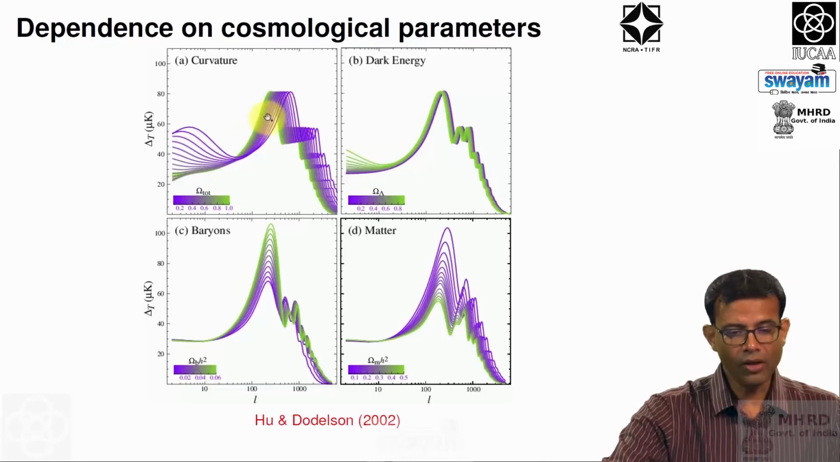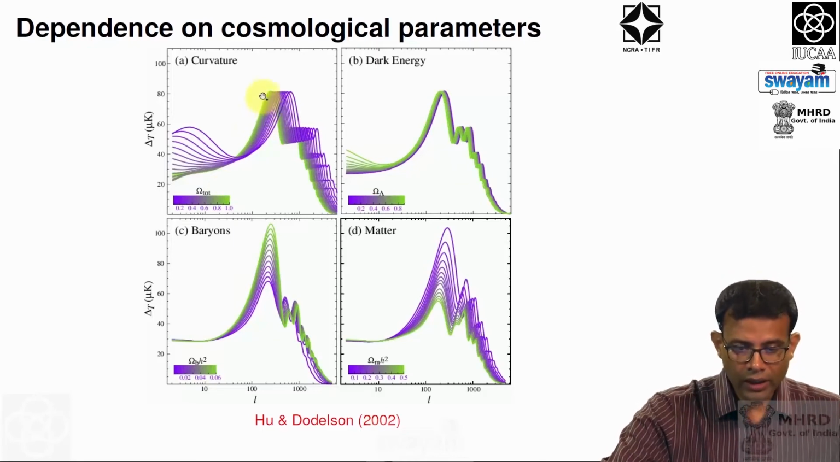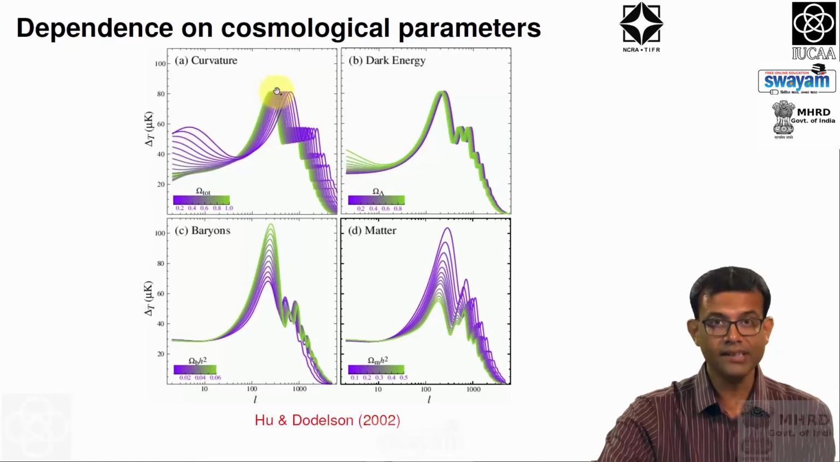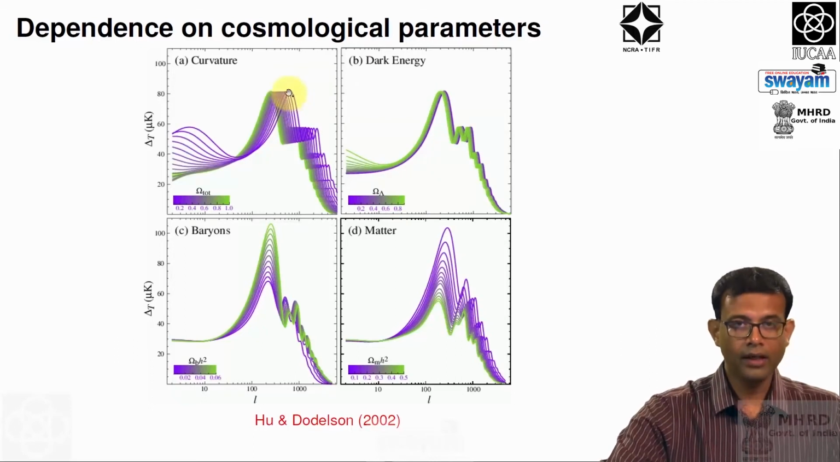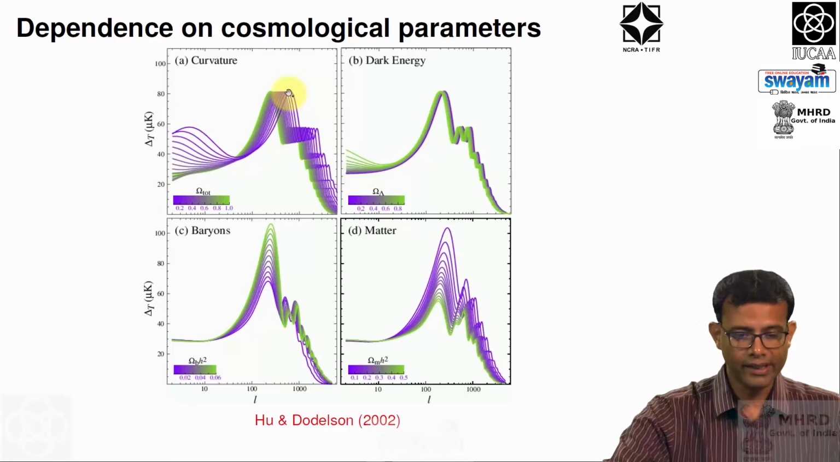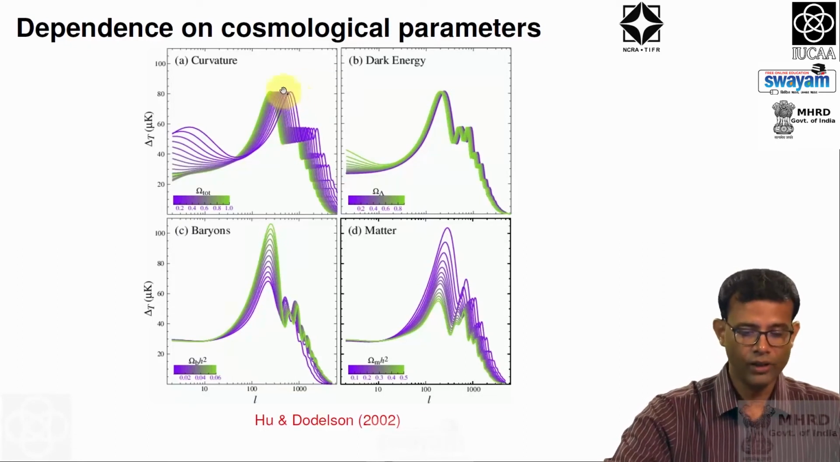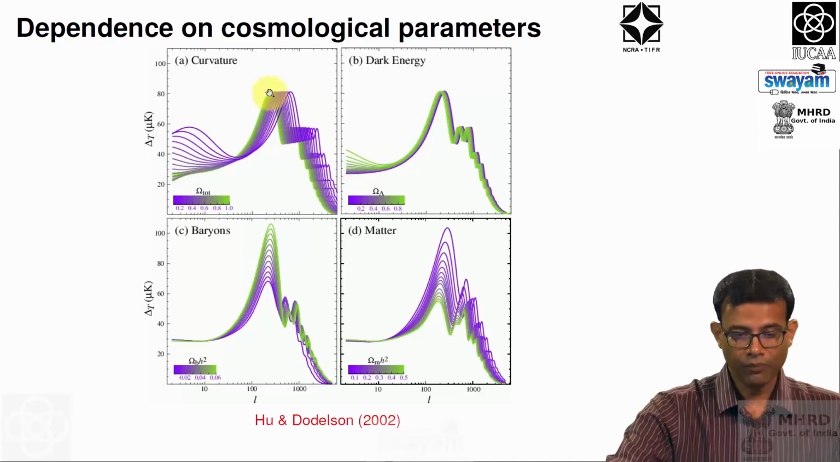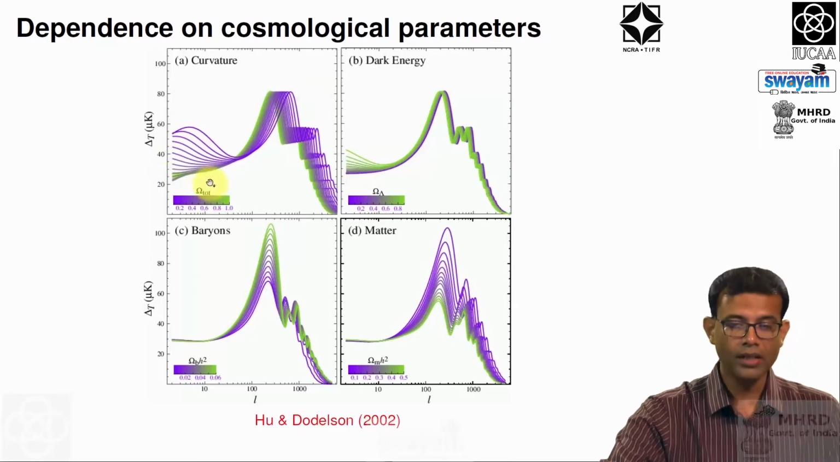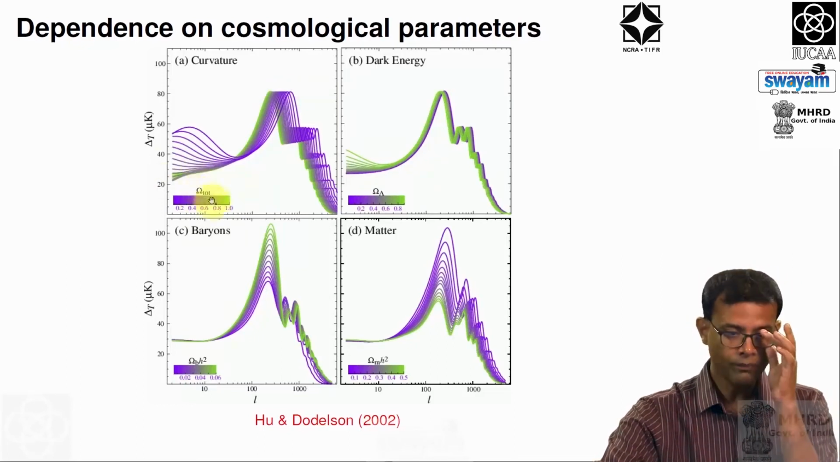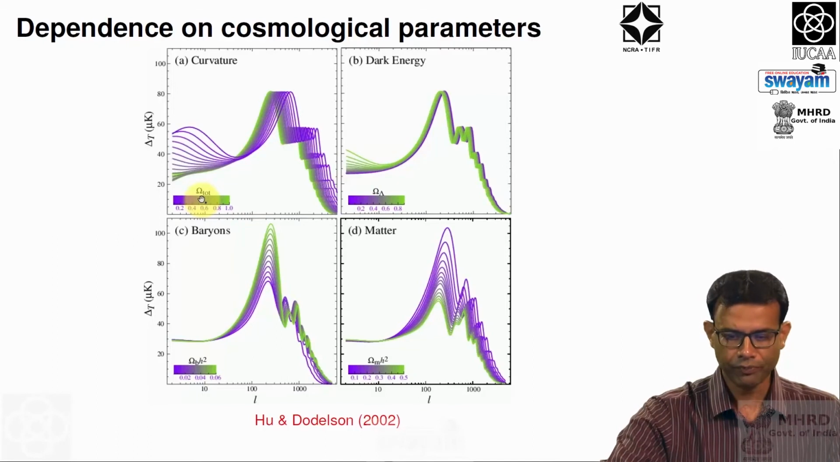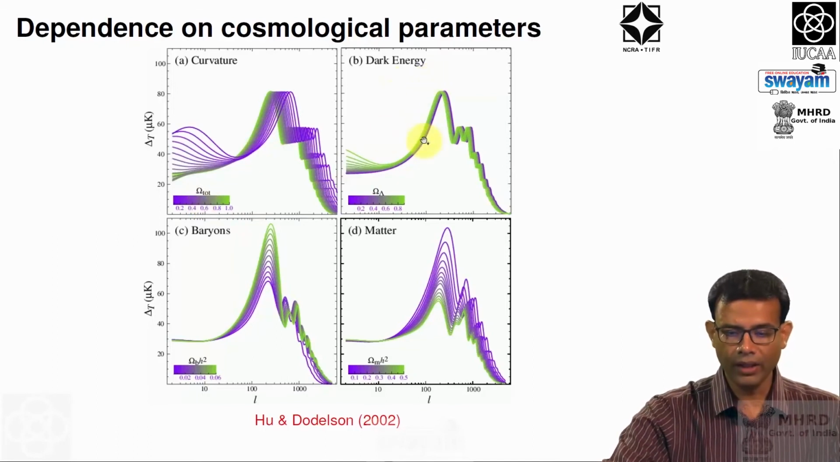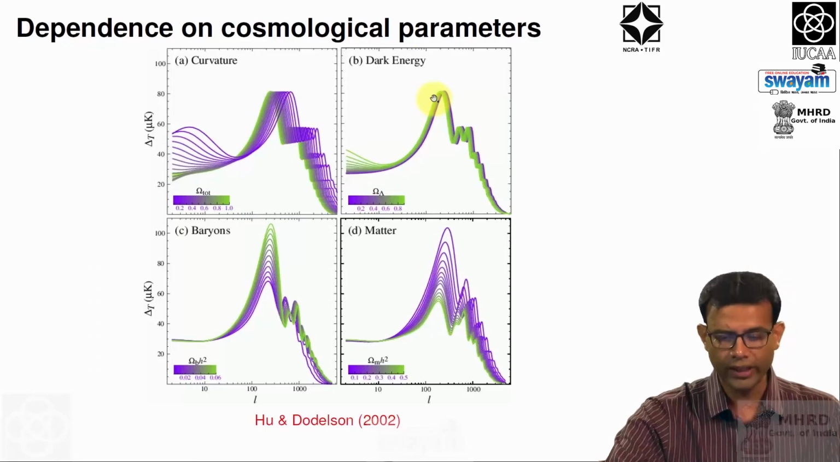So, you can see depending on whether there is curvature or not, the location of the first peak changes drastically. This is something I was discussing just a few slides back. The location is determined by the angular diameter distance, and that actually depends on whether you are living in a flat universe or a curved universe. So, if one can constrain the location of the peak quite accurately from CMBR observations, one immediately gets a constraint on the range of allowed values of omega total, or the curvature parameter. You can see the dependence on dark energy. Now, for dark energy, the dependence is relatively weak.